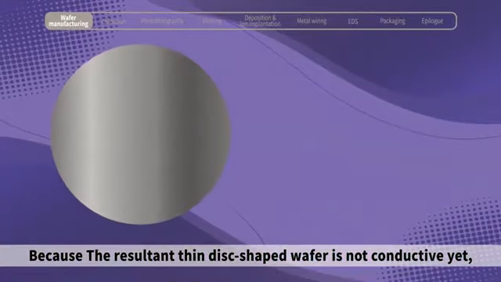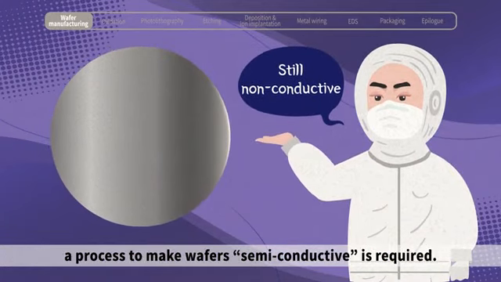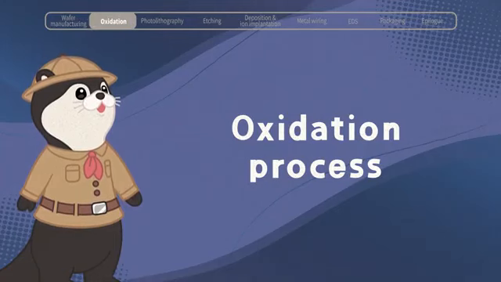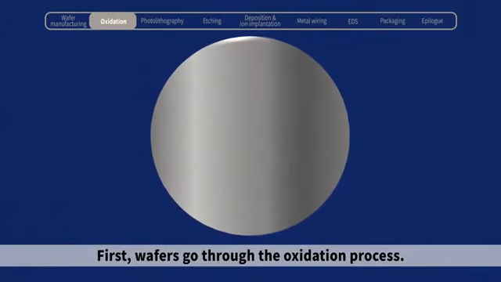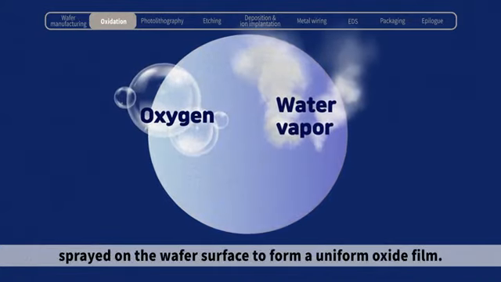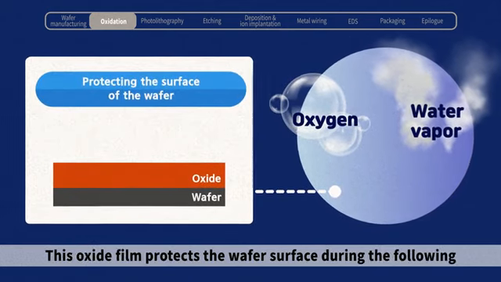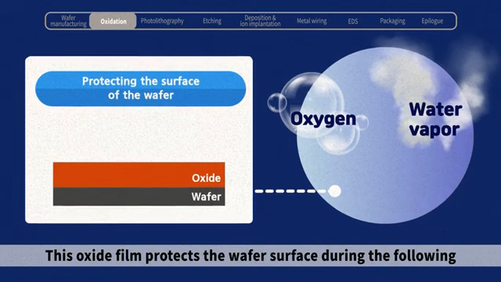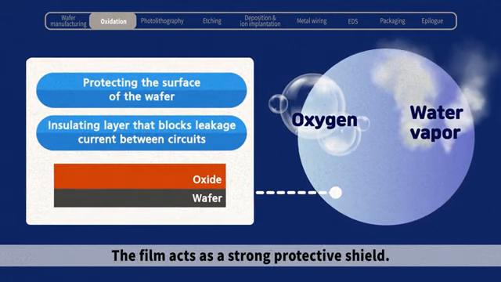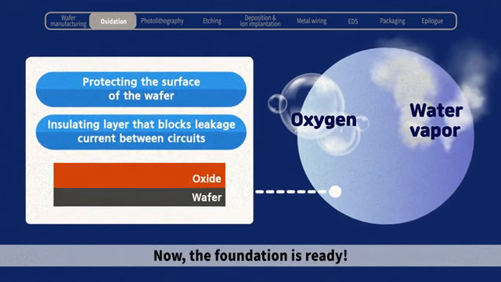Because the resultant thin disc-shaped wafer is not conductive yet, a process to make wafers semi-conductive is required. First, wafers go through the oxidation process. Oxygen or water vapor is sprayed on the wafer surface to form a uniform oxide film. This oxide film protects the wafer surface during the following processes and also blocks current leakage between circuits. The film acts as a strong protective shield. Now, the foundation is ready.